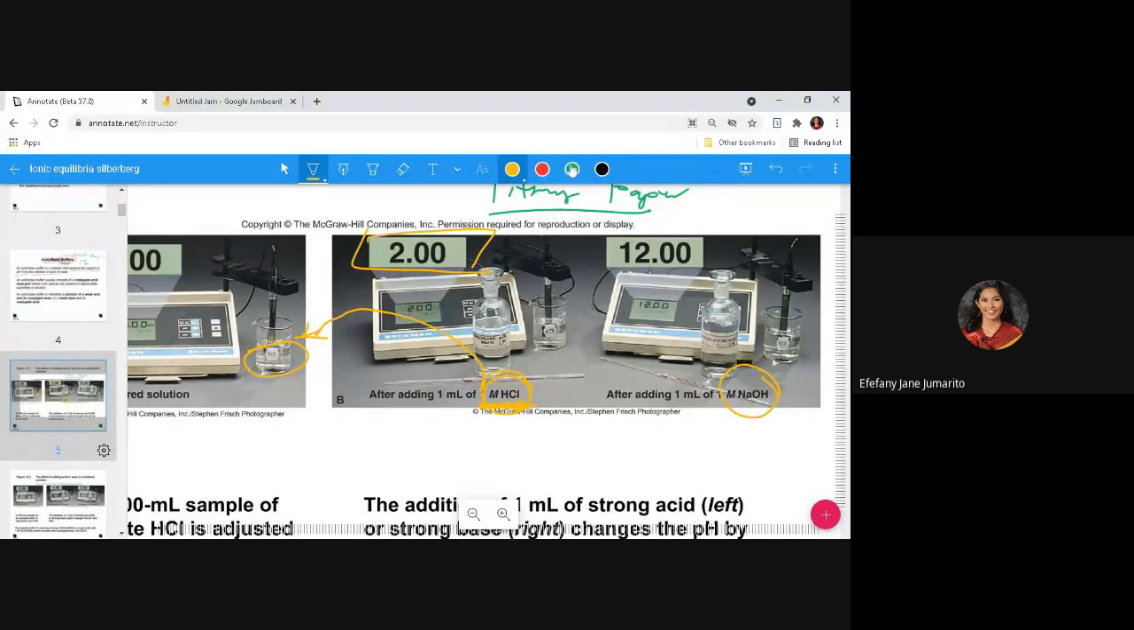Okay. Now, if this is your solution, again, what will happen if you add NaOH? What is NaOH? Base. Is it a strong one or weak? Strong. Okay, strong. Again, you review how to determine if it is a strong one or a weak one. Strong, ma'am, because Na is sodium, a metal, and then you have an OH. Okay, metal and then OH, that's a strong base. So it's a strong base.